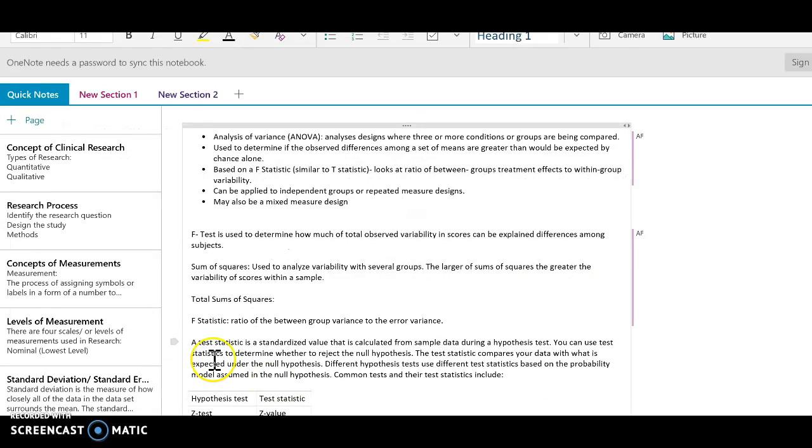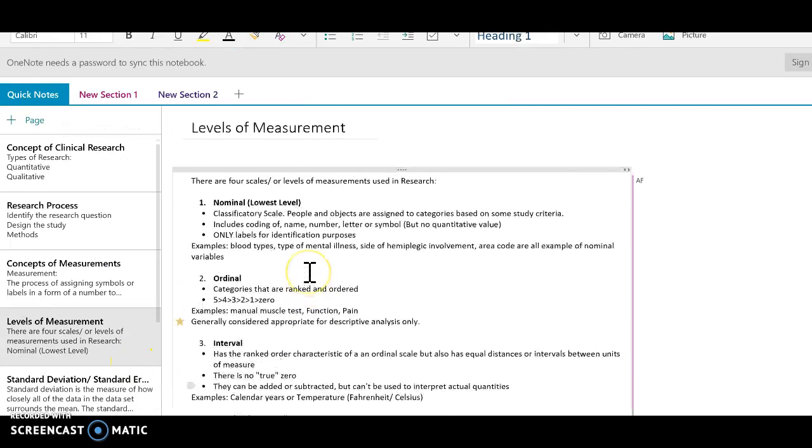But I do just want to continue to show you how important it is to know the level of measurements and the type of variables used, right? And just as a reminder, nominal data, because I talked about the Fisher's exact, focuses on two nominal variables. And as we know, that does fall under categorical data, right? It can only be people and objects that are assigned to categories based on some study criteria. So examples that I have are blood types, type of mental illness, site of hemiplegic involvement, or area code, that kind of thing.